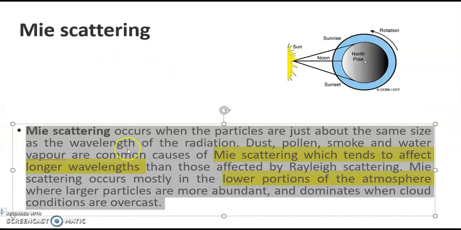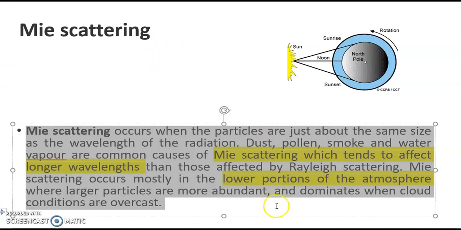The next is Mie scattering. This occurs when the particles are just about the same size as the wavelength of the radiation. Dust, pollen, smoke or water vapor are the common types of particles present in the atmosphere which cause Mie scattering. Again, this will affect longer wavelengths. So what's the difference between this one and the previous one? The previous one is mostly seen for the shorter wavelengths. This will be seen for longer wavelengths.